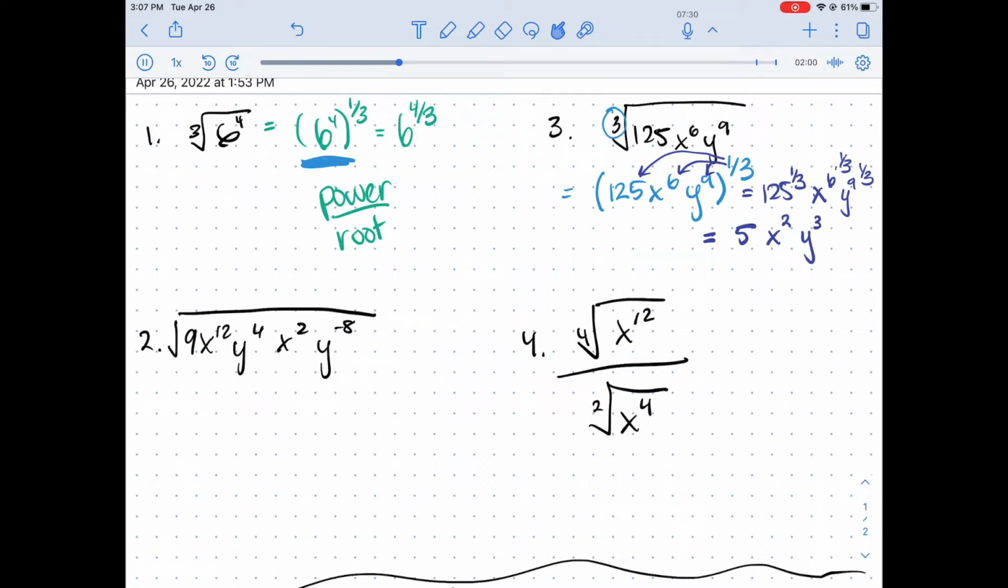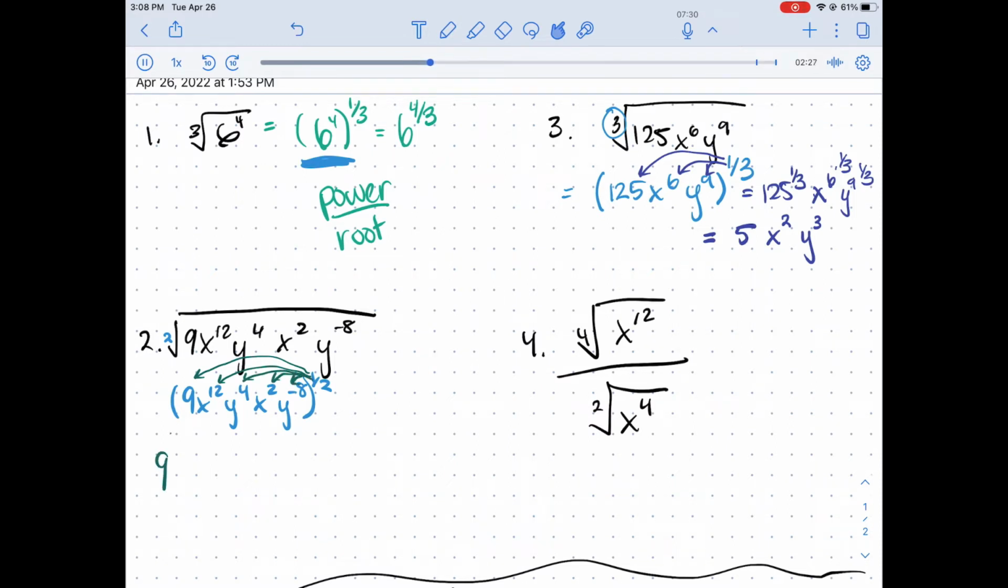Now, number 2 gets a little crazier. Remember, when we have a square root, there's an implied 2. So I know I can take everything under the radical, put it in parentheses, and raise it to the 1/2 power. Now I need to distribute my power to every single one of these. And we've got lots to do here.